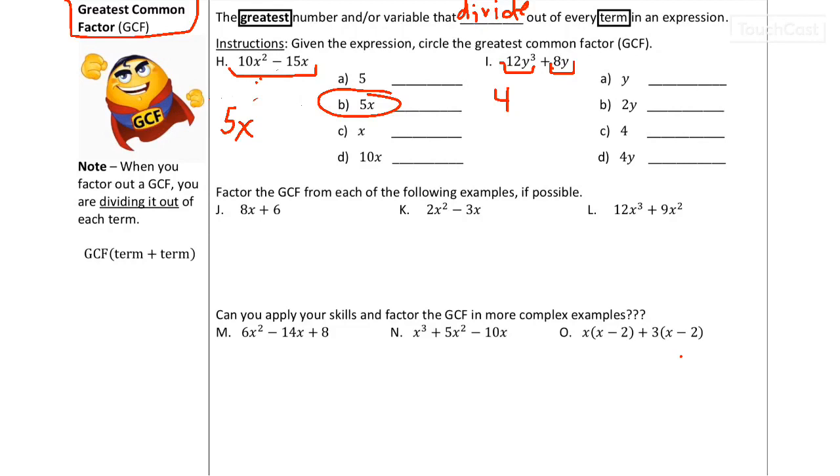Now we move on to the variables. Both terms, do they have a common variable? And the answer is yes, they both have y. The first term has y to the third, and the second term has just a single y. So since they both have a common variable together, we pick the lower powered one, which would be 4y or y. So our answer to the GCF here would be 4y.